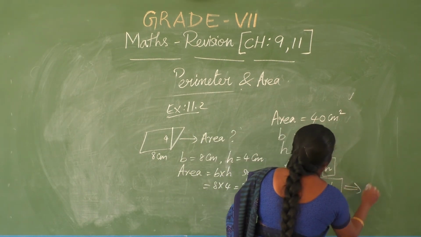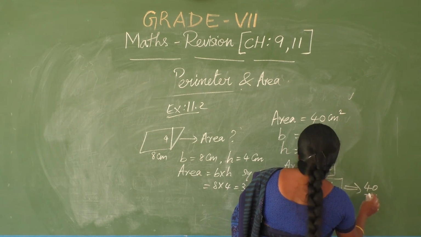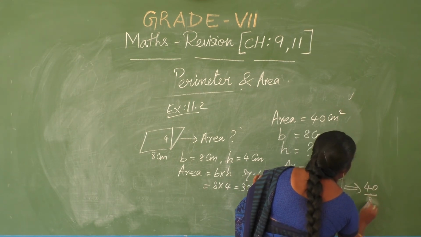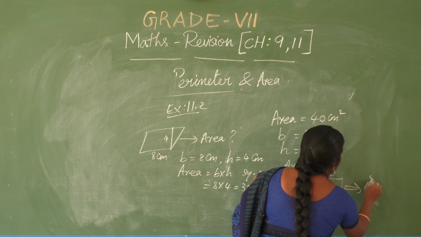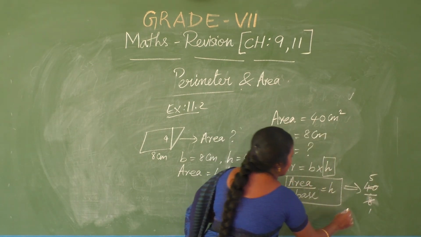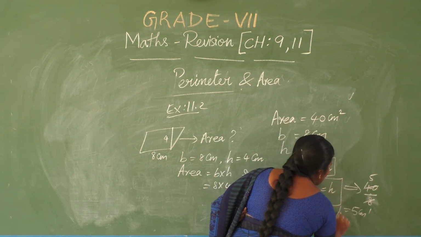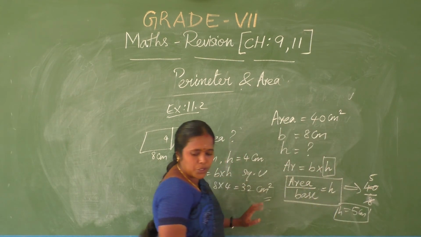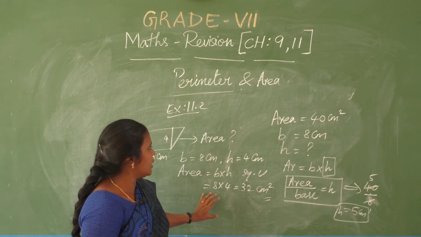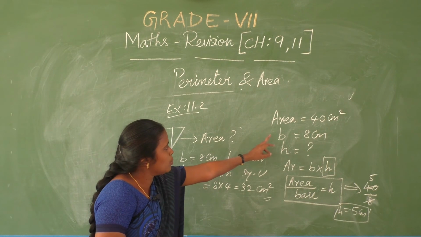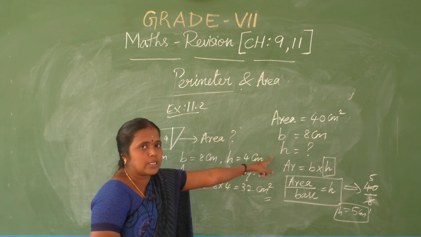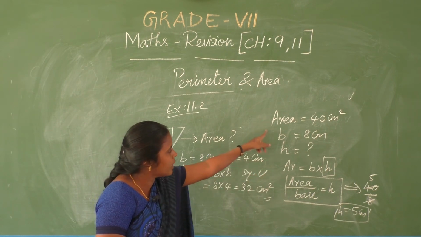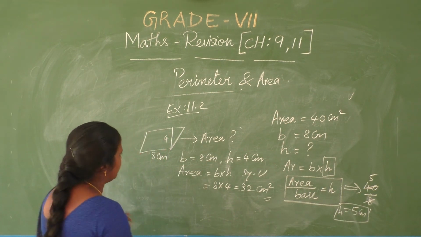40 divided by 8. 1 8 is 8, 5 8s are 40. So H equal to 5 centimeter. Understood, children? When the area is given and among the two measurements one is given, another one is missing, at that time you have to divide the area by the given measurement.